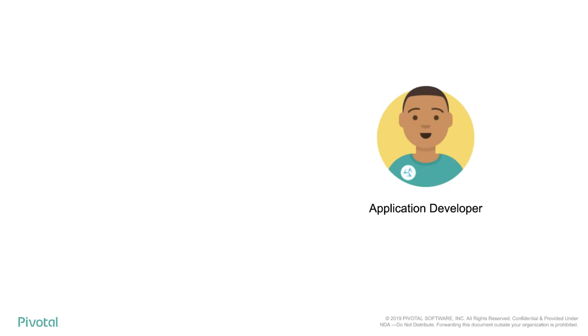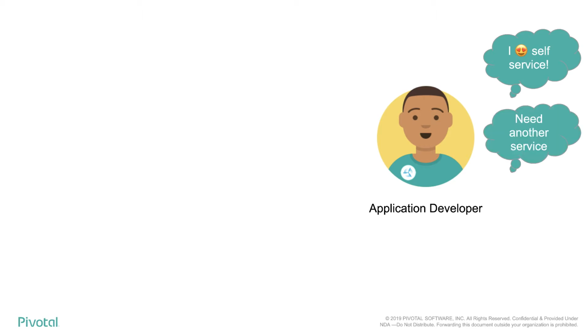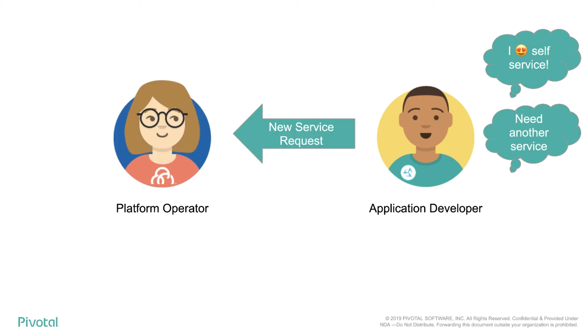Now, when it comes to application developers using services on the Pivotal Platform, they are used to being able to spin up their own instances on demand to accelerate application delivery. But what if the application they are working on needs a service that is not currently available on the marketplace? Well, in most cases, they go to their platform engineering team and request the new service.